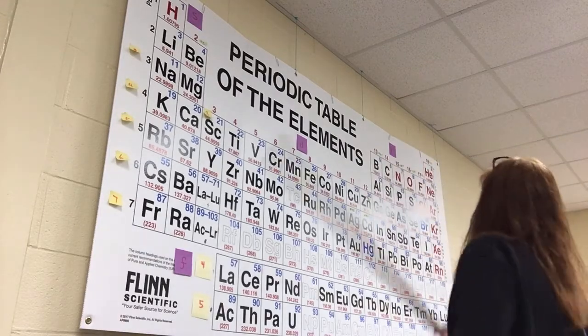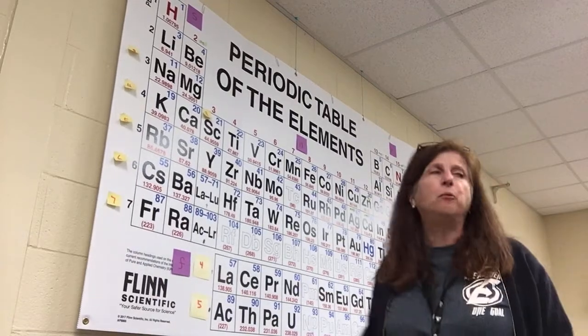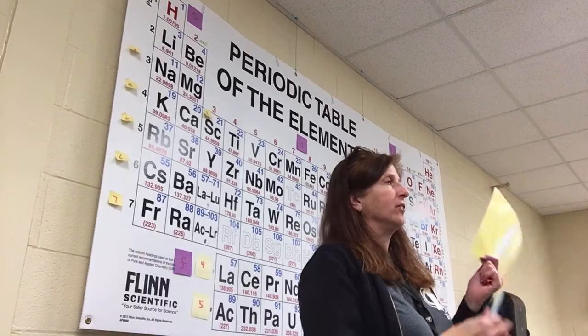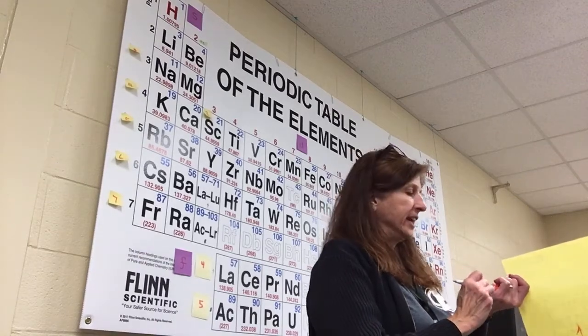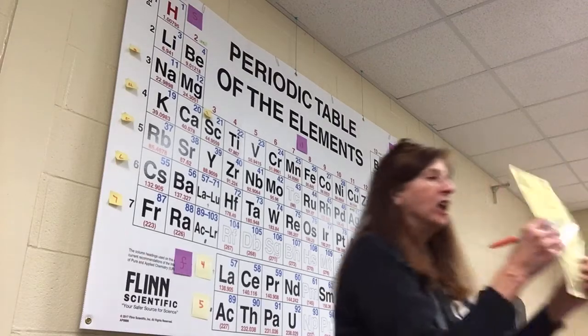Let's do chlorine. So step 1, how many electrons does chlorine have? 17. So we're going to write 17Cl right there.